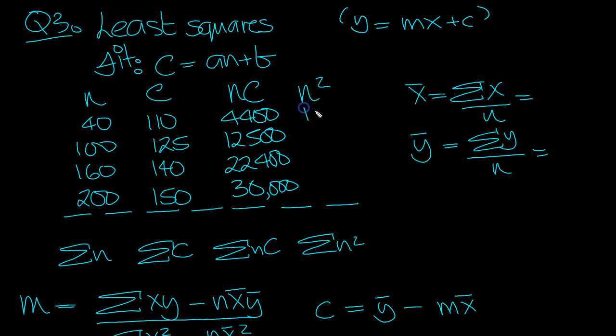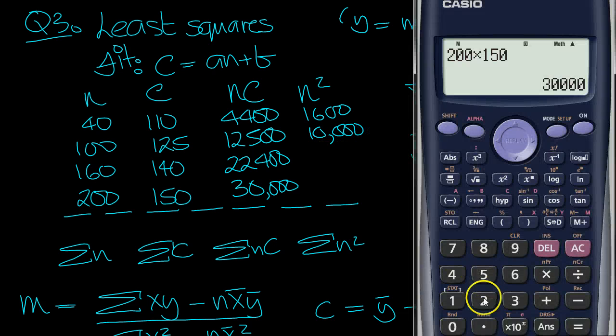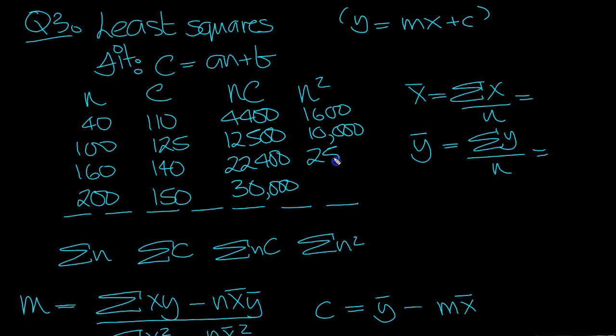Okay, n squared: 40 squared is 1600. 100 squared is 10,000. 160 squared is 25,600. And 200 squared is 40,000.